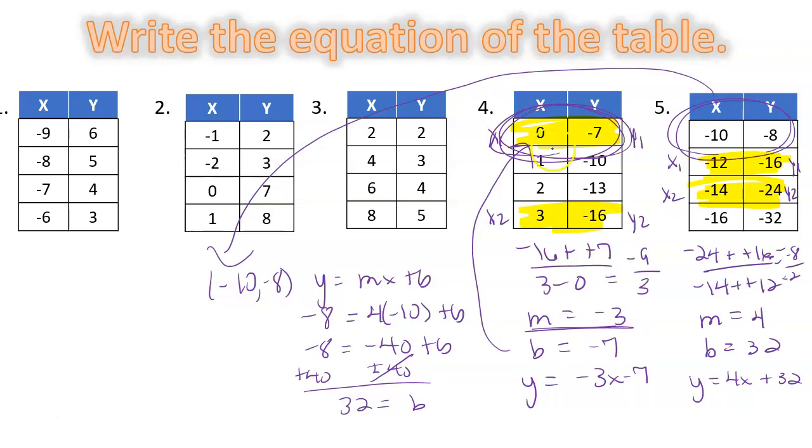For my y-intercept, it's right up here where x is equal to 0, so it's -7. And then I plug in y equals -3x minus 7.